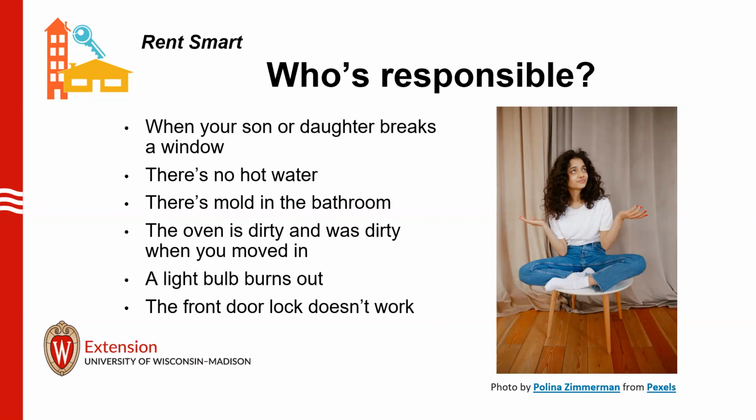It's generally a tenant's responsibility to replace light bulbs when they burn out, with the exception of specialized fixtures like fluorescent tubes in the kitchen. But for all other ones, that would be your responsibility as the tenant. If the front door lock doesn't work, that's definitely the landlord's responsibility to take care of fixing that.